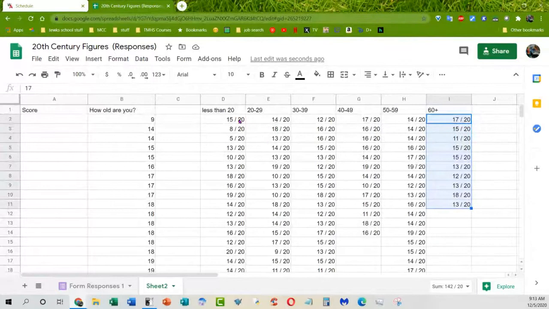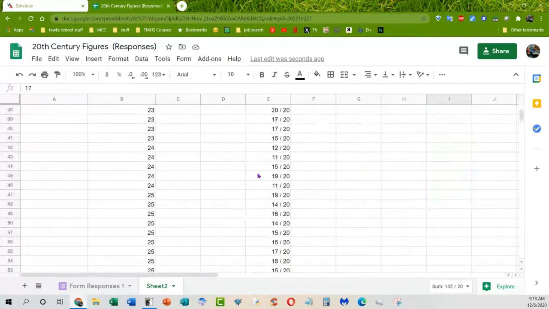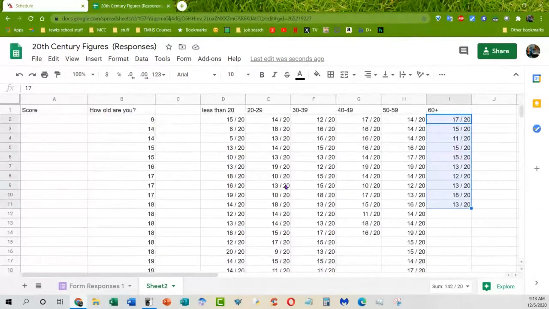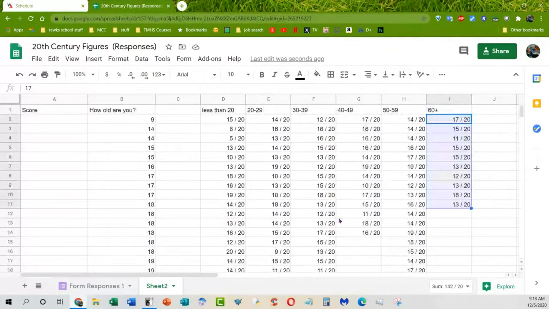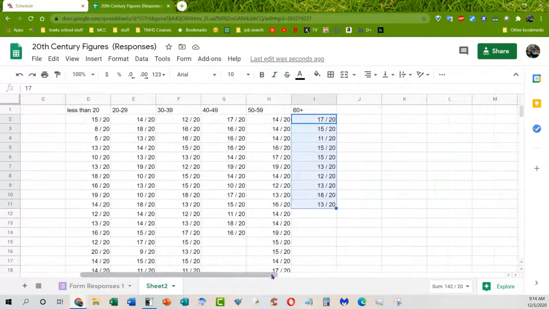These are broken up into age category, how old everybody is. Okay, notice most of the people are between 20 and 29, really between 29 and 39. But we want to see, are these groups the same? Did they get the same number correct?